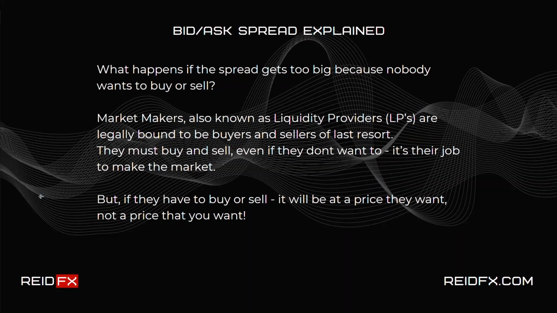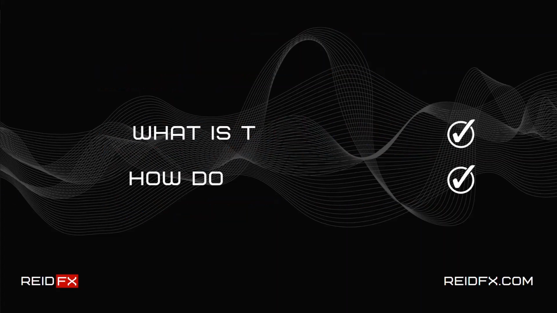So market makers, also known as liquidity providers or LPs, are legally bound to be buyers and sellers of last resort. So they must buy and sell, even if they don't want to. It's their job to make the market. But if they have to buy or sell, it will be at a price that they want, not a price that you want. Let's recap what we've learned then.